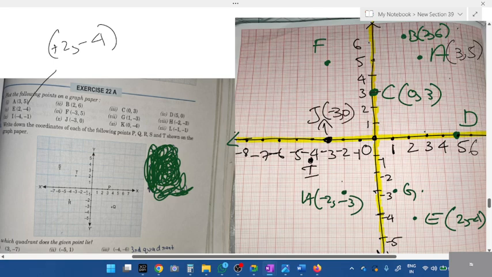What about K? K lies in which quadrant? 0 comma minus 4. X or Y? Which axis, students? Which axis? Y axis? This is the K value. Look at K.